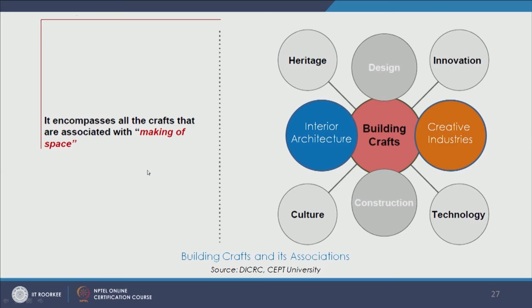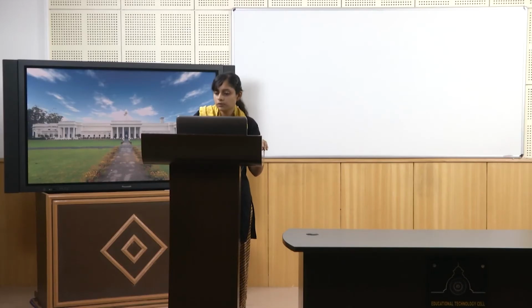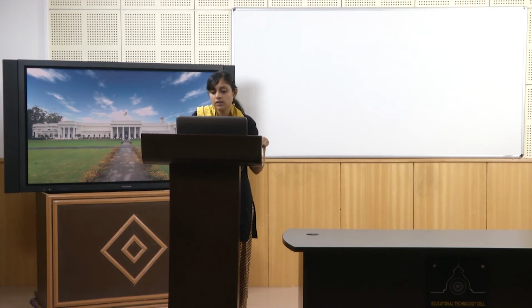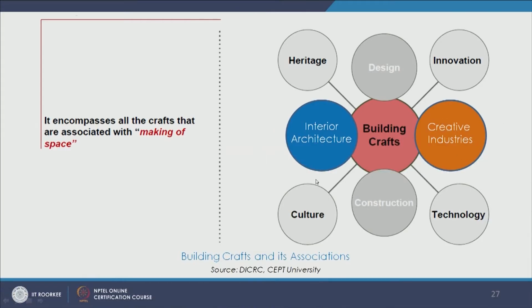Then we tried to understand what building crafts are, and we could sum up that the crafts that are associated with the making of space are known as building crafts, and there is this DICRC model that we discussed in detail. So we see building crafts, and we talk about its varied associations, and for us the prime importance is building crafts, interior architecture, creative industries and these associations, and how the building crafts contribute to creating and enhancing interior architecture, and how all the creative and cultural industries could plug into this larger sector of building crafts, which can result in the creation of interesting interior architecture through different space making elements.